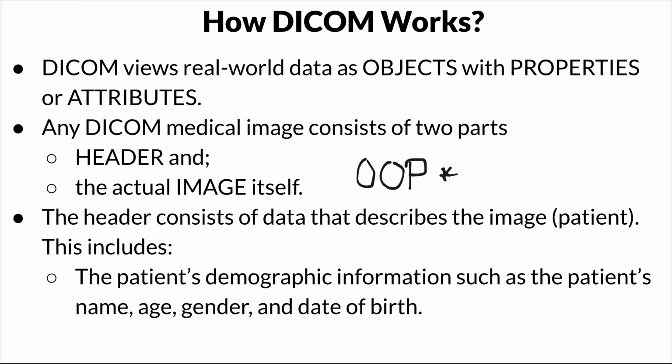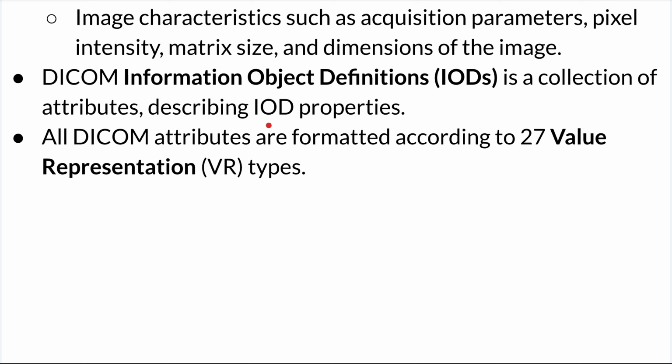So what are the things that are contained in the header? We have the patient's demographic information, such as patient's name, age, gender, date of birth. Then we also have the image characteristics such as acquisition parameters and pixel intensity. All these things are included in the header before the image. So it's like one platform. Part of it we use to store the scan, and part of it we use to store your demographic information and also image characteristics.